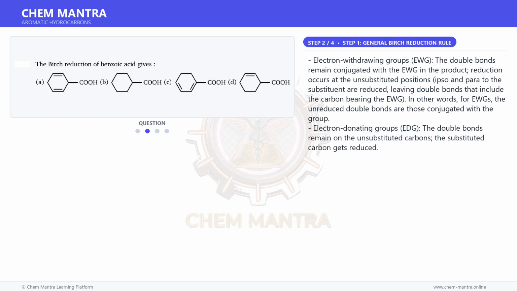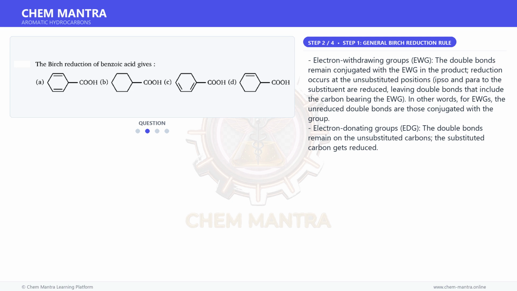Moving on to the next step. Electron withdrawing groups, EWG. The double bonds remain conjugated with the EWG in the product. Reduction occurs at the unsubstituted positions. Ortho and para to the substituent are reduced, leaving double bonds that include the carbon bearing the EWG. In other words, for EWGs, the unreduced double bonds are those conjugated with the group.